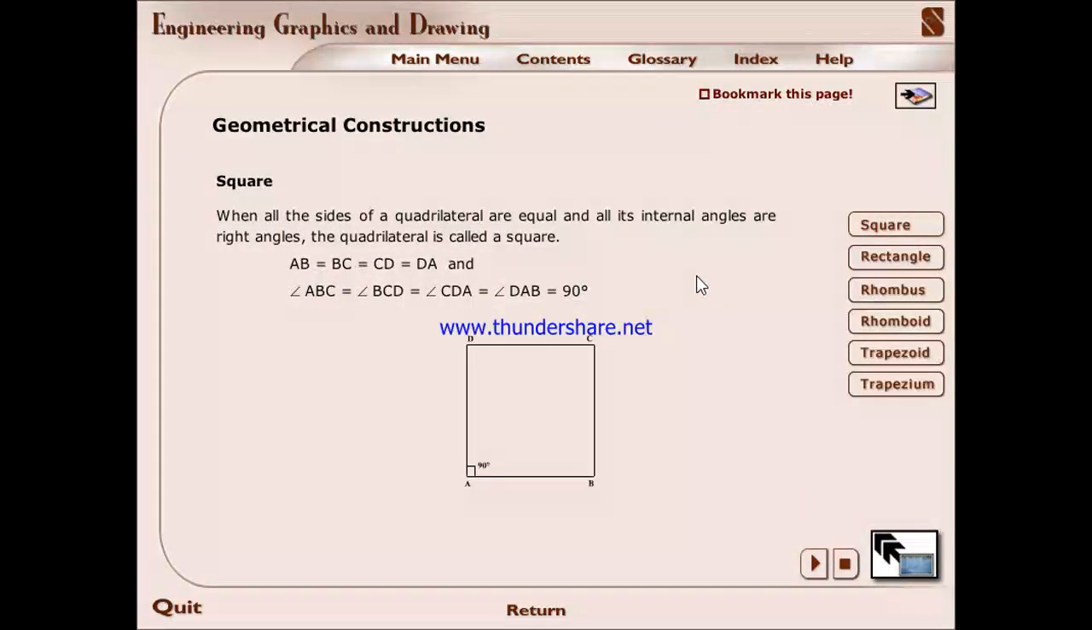Square. When all the sides of a quadrilateral are equal and its internal angles are right angles, the quadrilateral is called square. That is, AB is equal to BC is equal to CD is equal to DA, and angle ABC is equal to angle BCD is equal to angle CDA is equal to angle DAB, which is equal to 90 degrees.